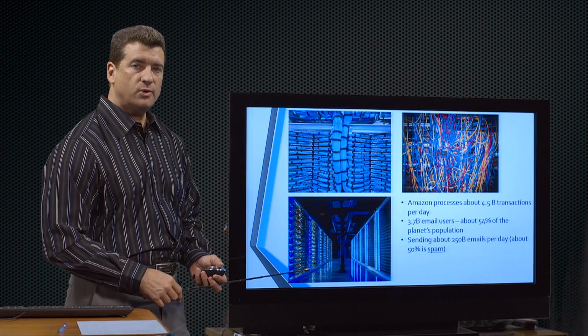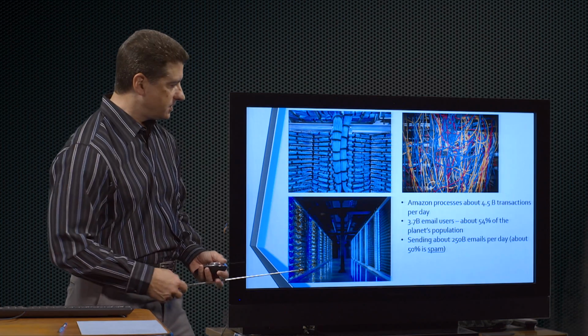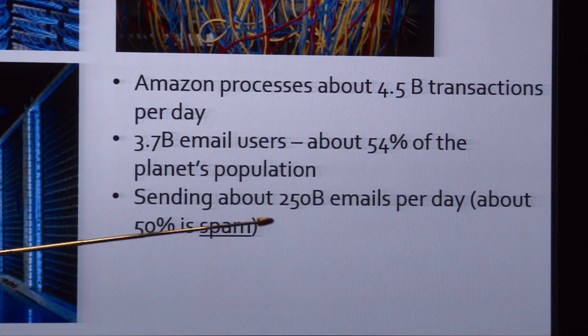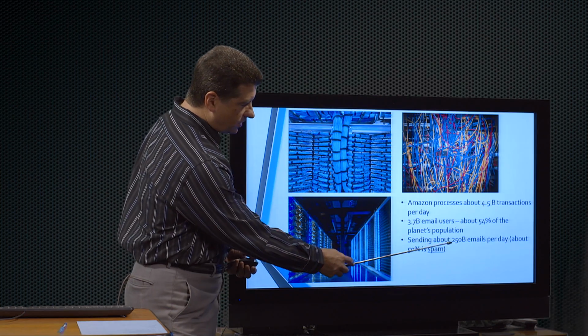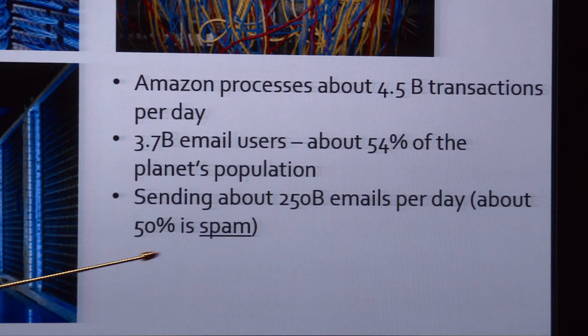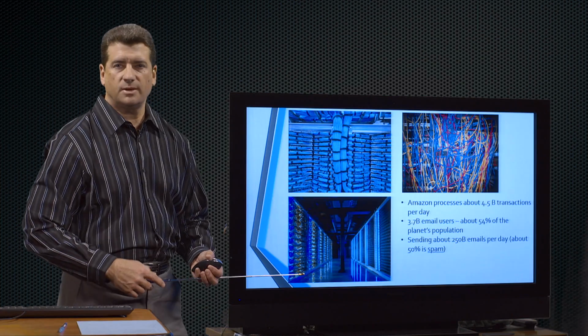All right, so those 3.7 billion users send out approximately 250 billion emails per day. Of that 250 billion, 50% of it is what we call spam. We had described that in a previous episode just briefly.